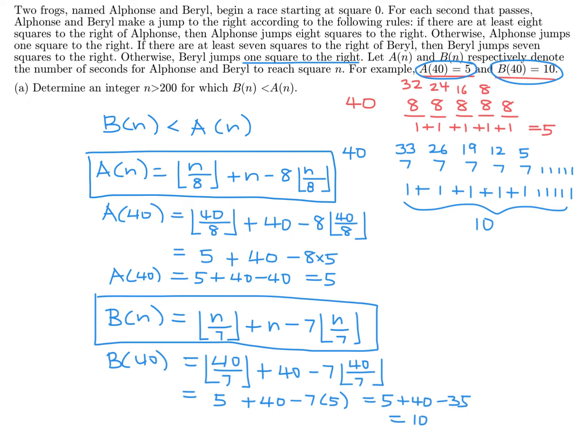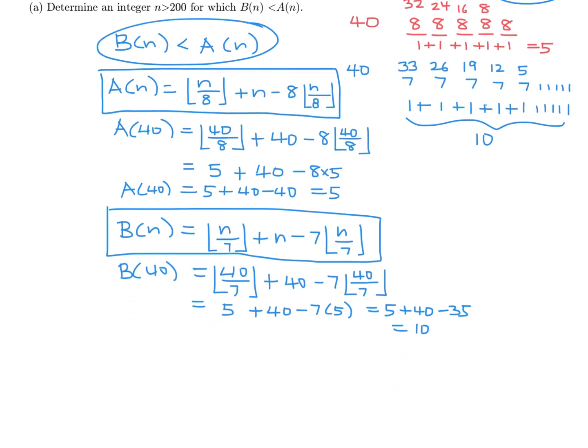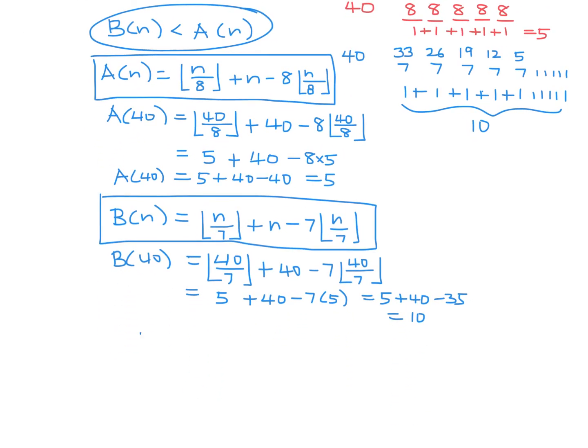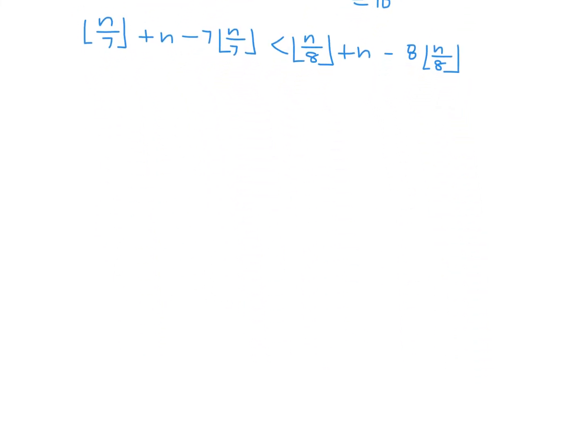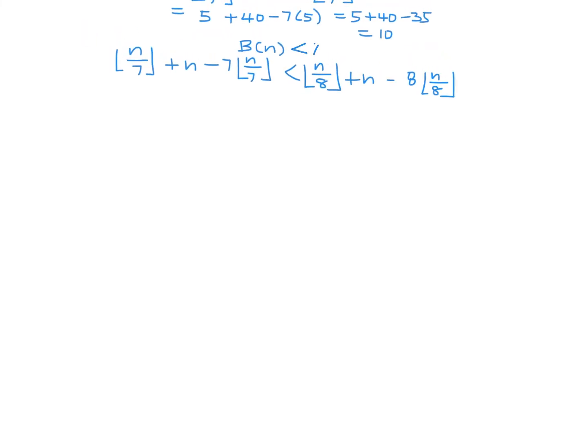Okay, now that we have those two formulas, let's put it back into there and see what we get. So that means that Bn, which is the bracket of n over 7 plus n minus 7 times the bracket of n over 7, we want it to be less than an, and that is the bracket of n over 8 plus n minus 8 times the bracket of n over 8. So this is what we want. So this is basically our Bn is less than an formula.